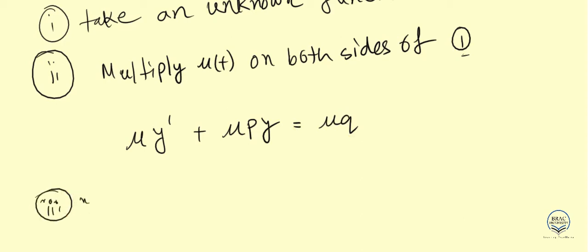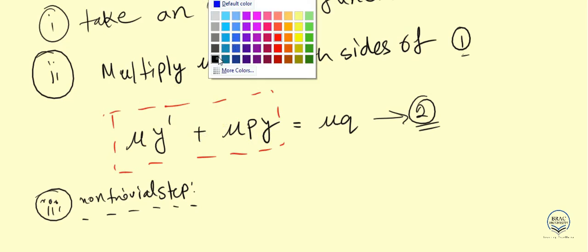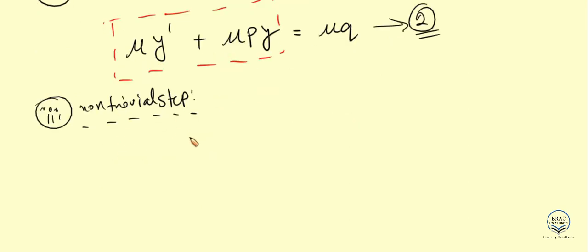So this is our non-trivial step. In this step, we're going to choose mu so that the left hand side of this equation 2, let's call it equation 2, this total thing, let me just box it out, this left hand side will be a derivative of the product mu y. Let me write it down so that you can get a clear idea what I mean.